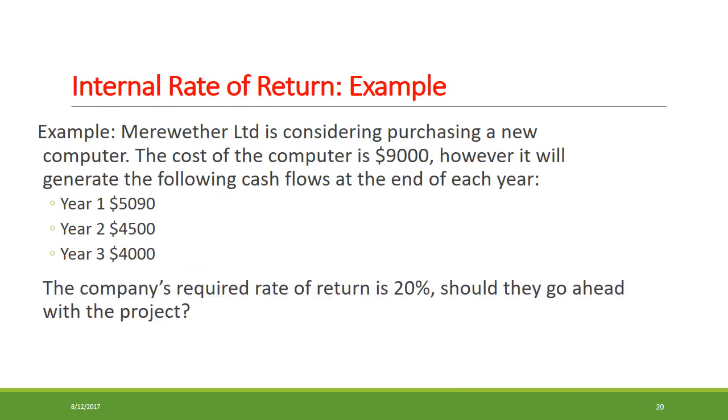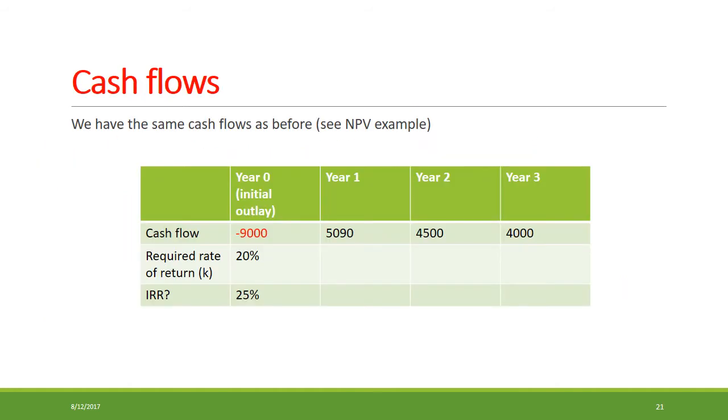We have a required rate of return at 20%, and we want to use the IRR method to evaluate these projects. Now we know from before that the IRR here is 25%.